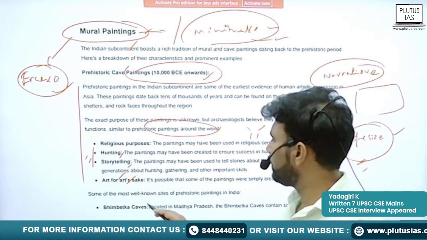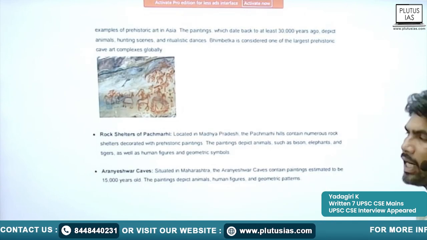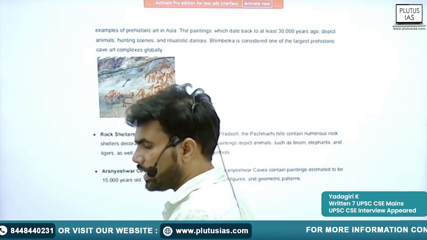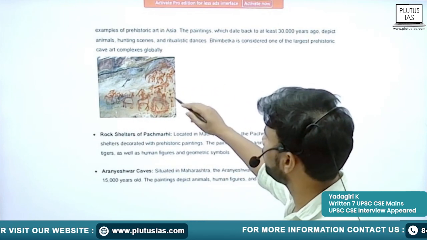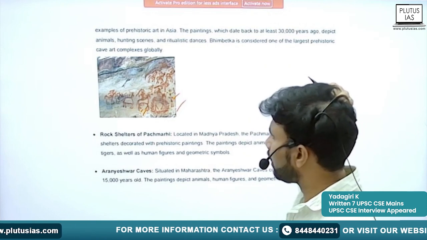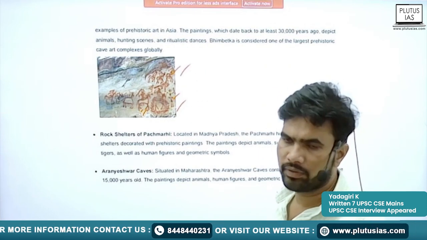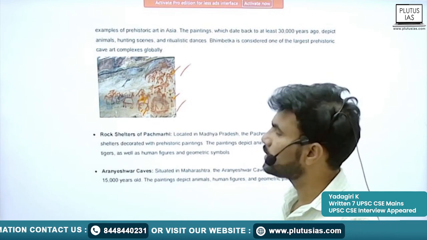The best example is Bimbetka Caves. Previously also we have studied about this one. It is a UNESCO World Heritage Site. If you see the paintings, see how beautifully they painted thousands of years back. One more thing is they are still surviving. The colors are that prominent.